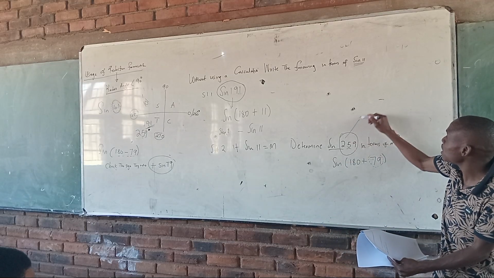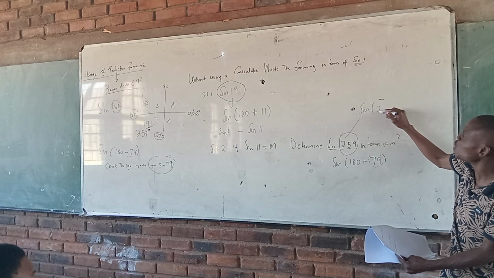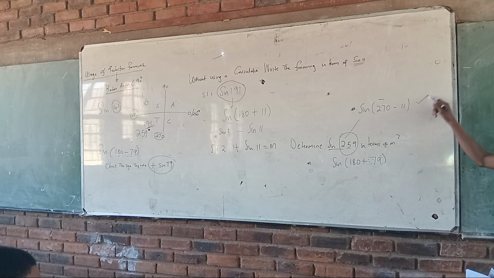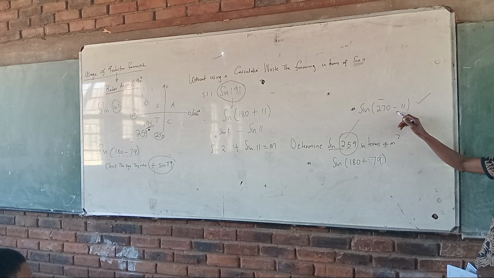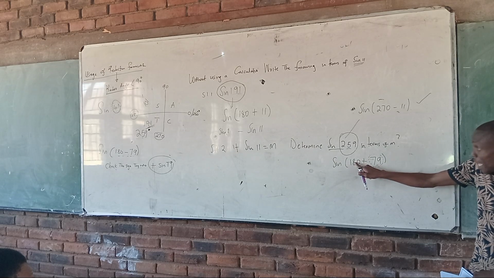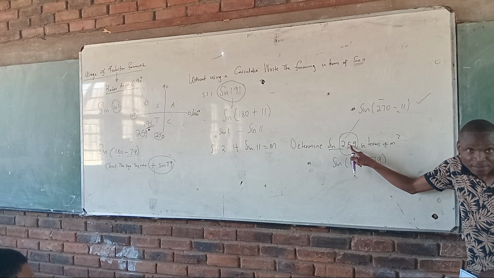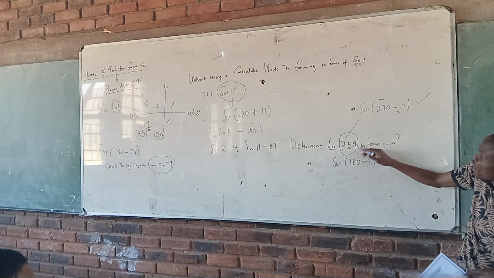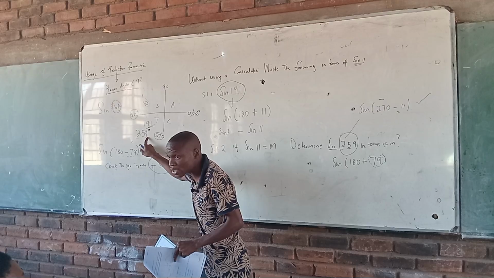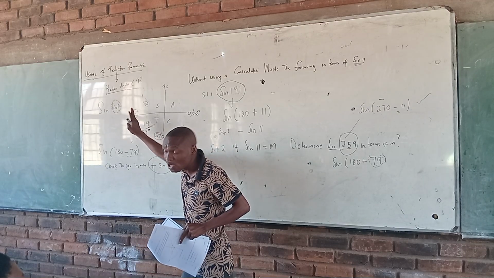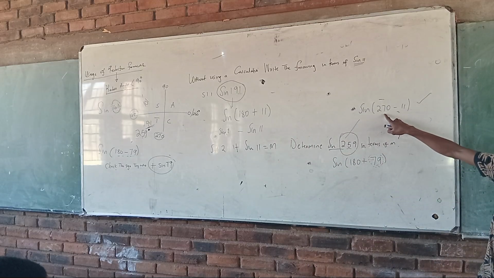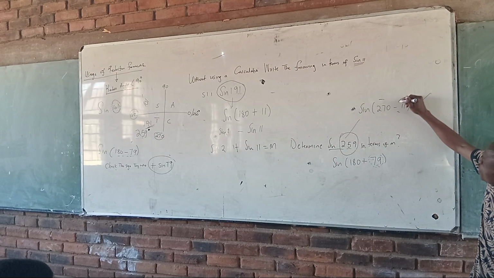So you say this is sine 270 minus 11. I prefer this one. They are both mathematically making sense. 180 plus 79 is 259. 270 minus 11 is 259. Remember, I said 259 is in the third quadrant. You can use either 180 or you can use 270. This time around, I prefer 270 minus 11 because of this angle 11.